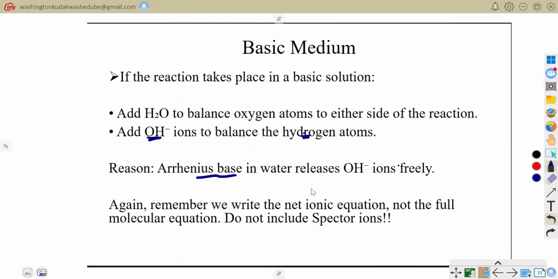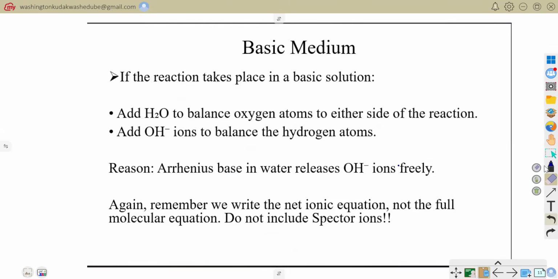So Arrhenius said that if we are to term something a base, it has to release OH minus ions in water. So to balance oxygen atoms, you simply add water molecules, like you do when it's in acidic solution.